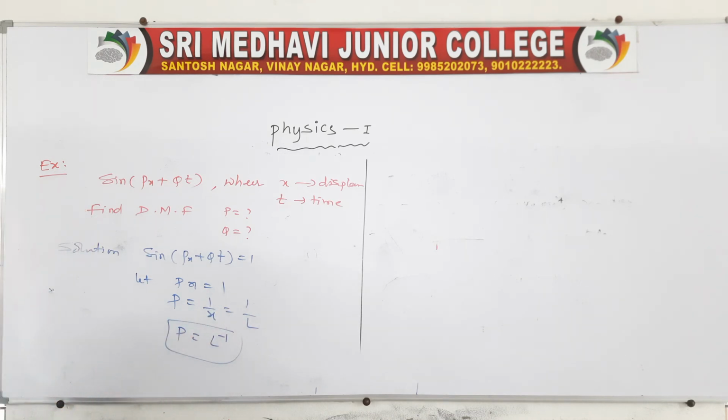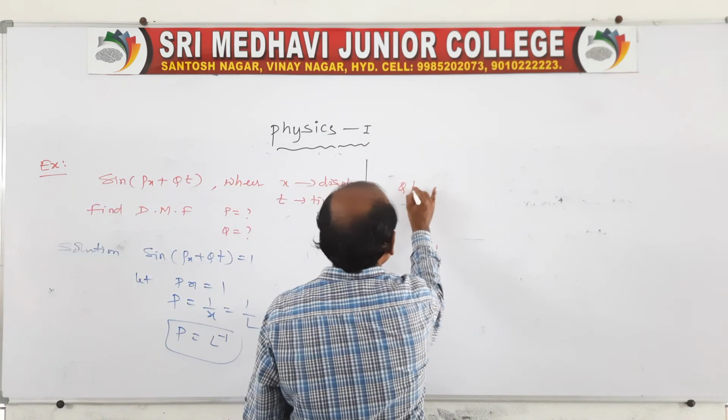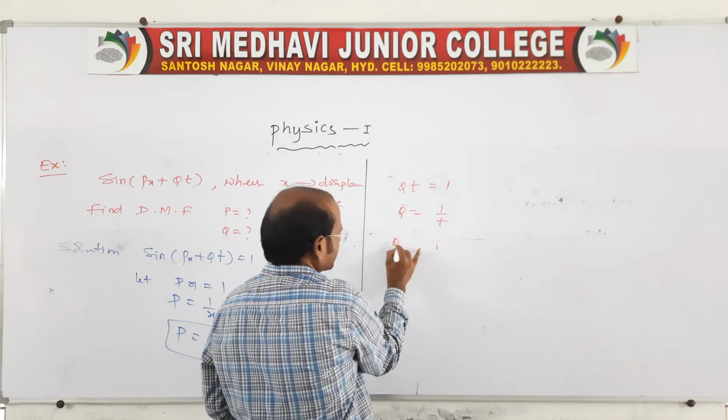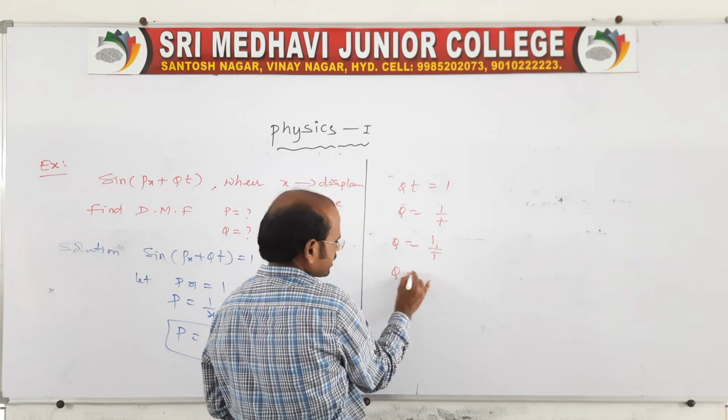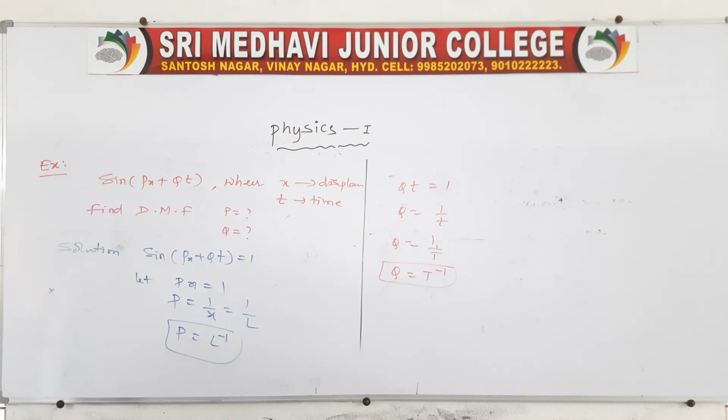So this is the way we have to get the dimensional formulas. Taking Qt, that Qt is equal to 1, then Q is equal to 1 by T, where T is the time, therefore T power minus 1. If any trigonometric, logarithmic and exponential functions are given in the question, then this is the way we have to get the answers. Clear?